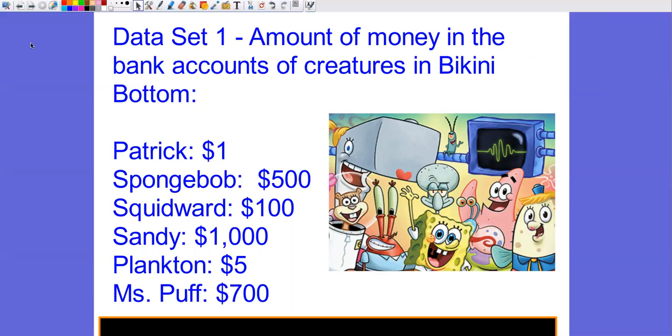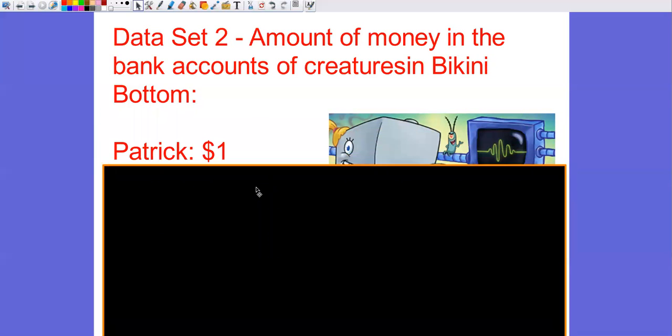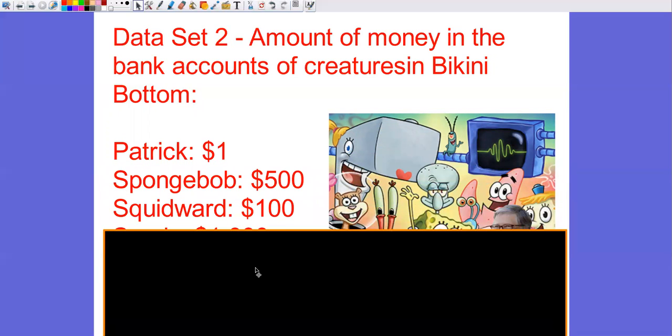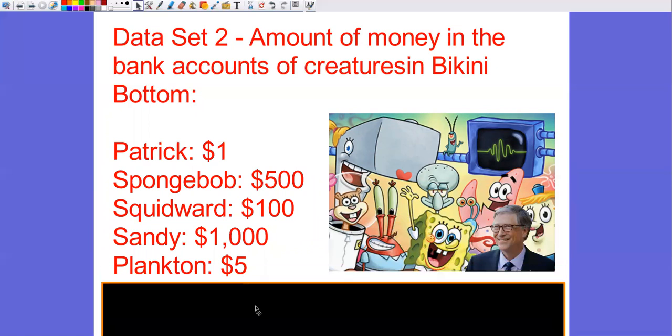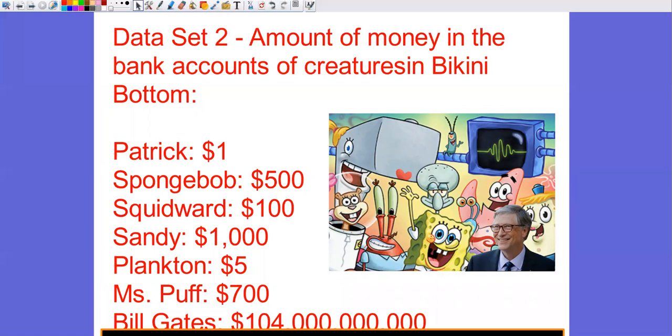Well, what if there was another visitor to Bikini Bottom? What if everything was the same? You have Patrick, you have SpongeBob, you have Squidward, you have Sandy, you have Plankton, you have Miss Puff, and say you also have Bill Gates. Now, Bill Gates has about 104, let's see, 3 commas. Every comma, first comma is 1,000, second comma is 1,000,000, third comma is 1 billion. So he has about $104 billion.